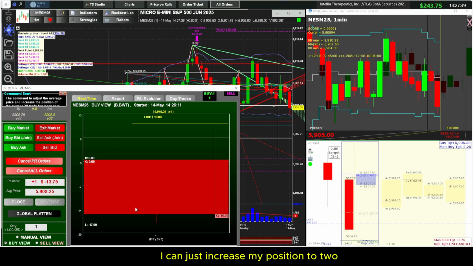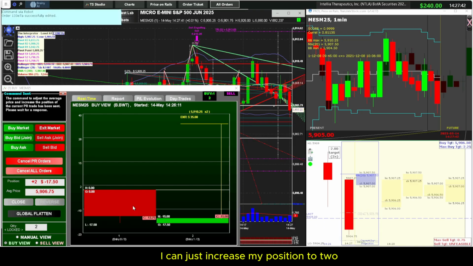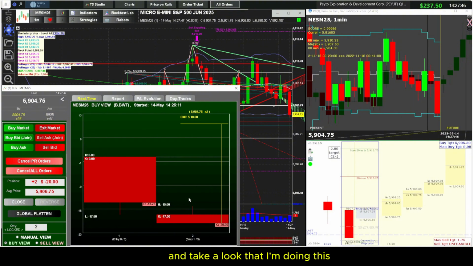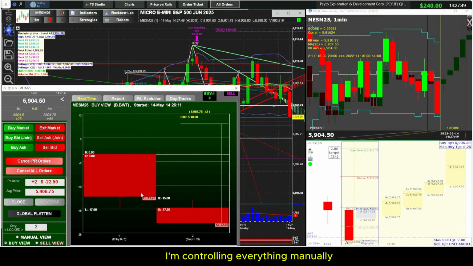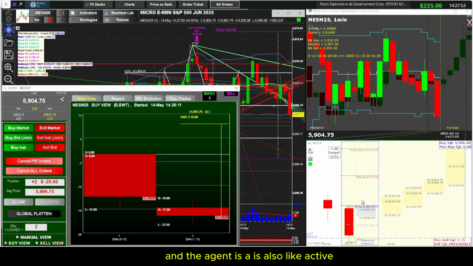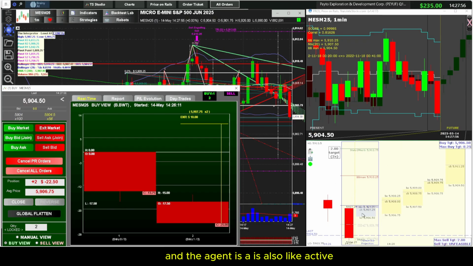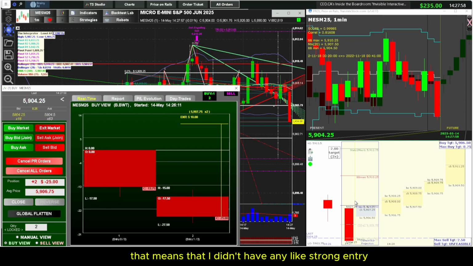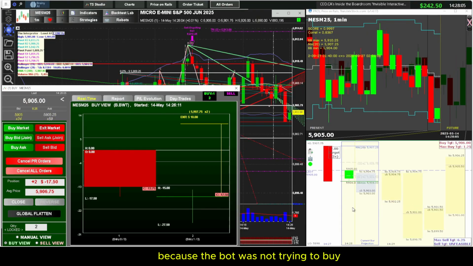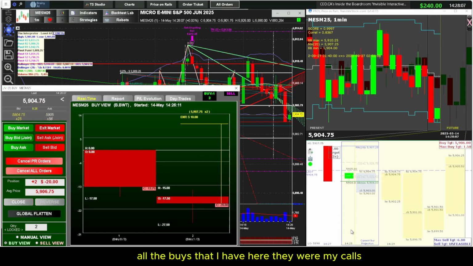I can just increase my position to 2. And take a look at what I'm doing. I'm controlling everything manually, and the agent is also active. That means I didn't have any strong entry, because the bot was not trying to buy. All the buys that I have here were my calls.